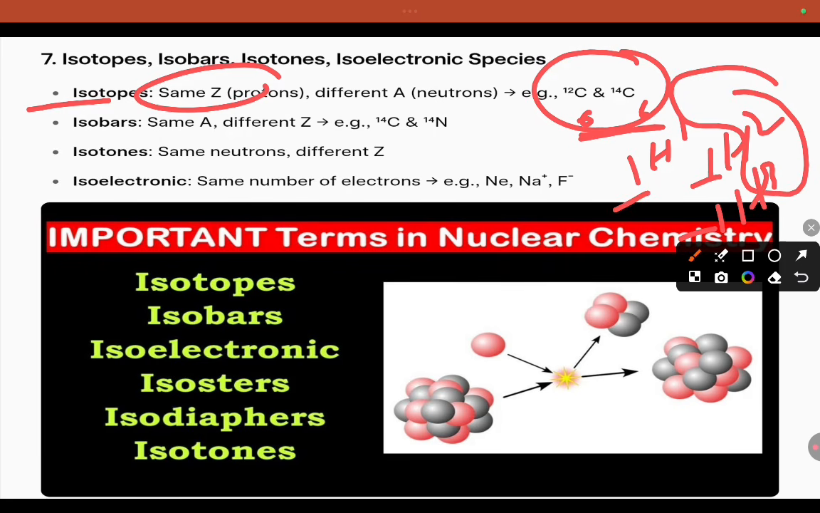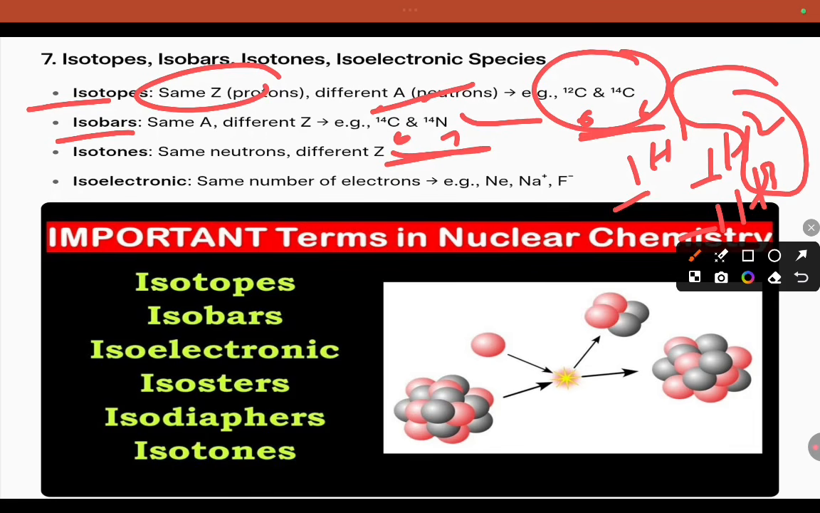Isobars have the same mass number. You can see carbon 6 14, nitrogen 7 14. Mass number is the same, atomic number is different, and they are different elements. So this is called isobar. I am not giving a full lecture, I am just going through the key points because we have 75 MCQs to cover. I am not taking the entire chapter because you know these topics; I am just taking key concepts as a revision.